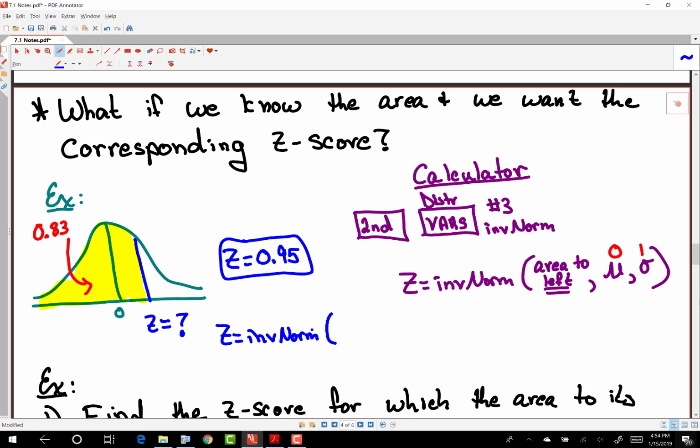The area to the left is 0.83. The mean is 0 and the standard deviation is 1. And we'll do that on our graphing calculator.